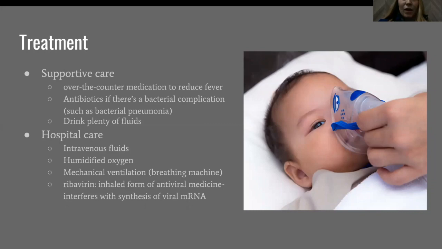In cases of severe RSV illness, hospital care may be necessary, where a few other treatments can be administered to relieve symptoms. These include intravenous fluids for hydration and humidified oxygen. Mechanical ventilation is also available to aid breathing if necessary. A drug called ribavirin can be given. This antiviral medicine interferes with the synthesis of viral mRNA, which prevents the RSV from replicating and further worsening the symptoms.